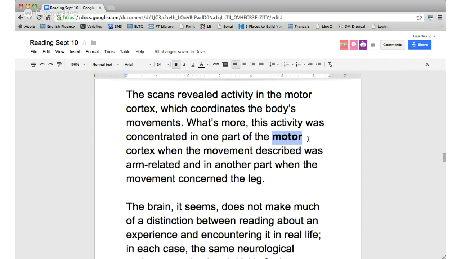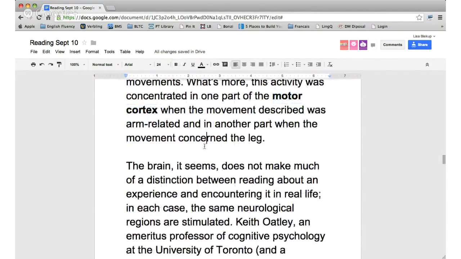So a motor can be the motor in your car, for example, like the engine, the thing that makes the car go. But in this case, motor is also referring to the movements that you make with your body, your arms, your legs. Those are your motor movements. And the motor cortex then is related to that part in the brain that is about movement. And I guess there's different parts related to either arms or legs. So this word here, when it concerns the leg, that just means when it was about the leg, a movement.